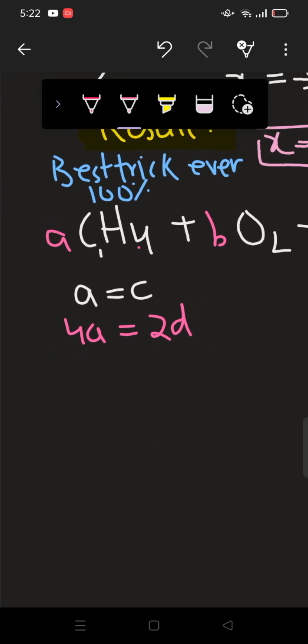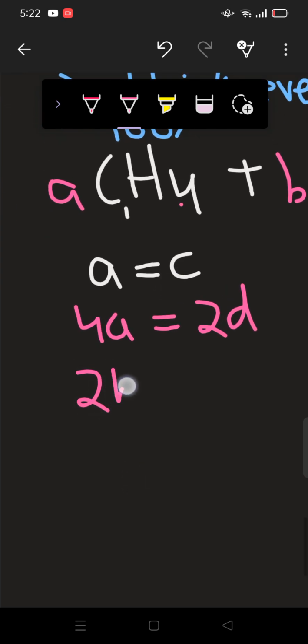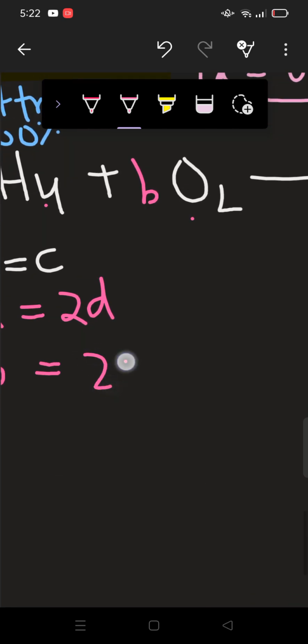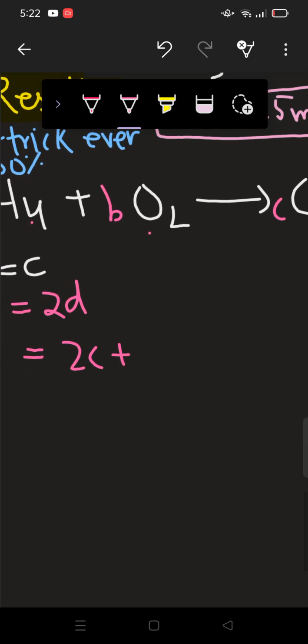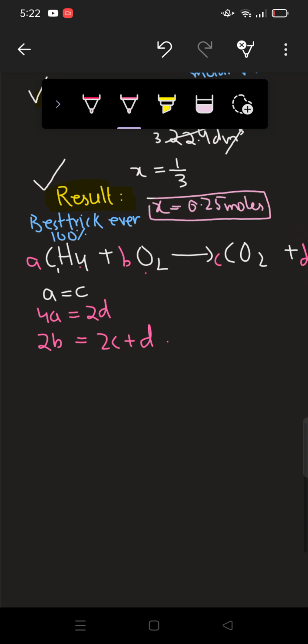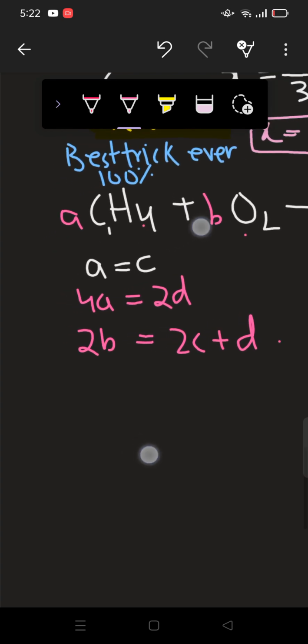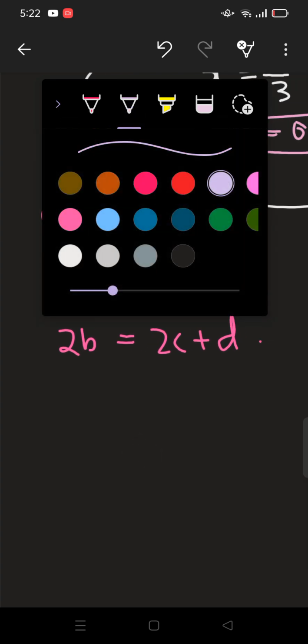Now let's check for the oxygen. 2B is equal to 2C plus 1D, or only D, right? Now we need to solve. See which variable we have in two equations or more. Of course that is A. We can take D as well, since D is also in two equations, but I am taking A, right? So let's suppose A is equal to 1.